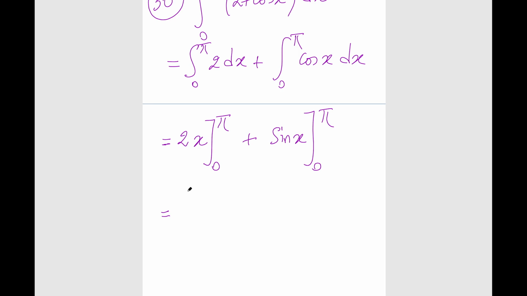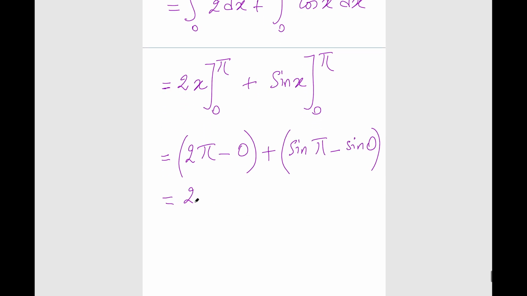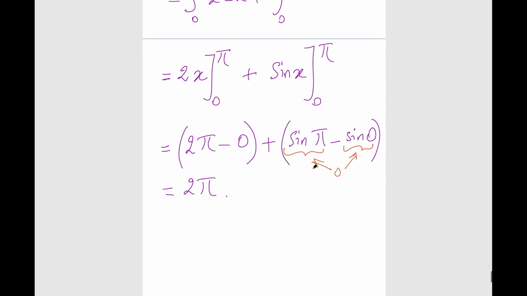Let's evaluate this at the upper bound, which is pi. So this means 2 pi minus, evaluate this at the lower bound, so 2 times 0, so 0, plus evaluate this at the upper bound, sine of pi, minus evaluate this at the lower bound, which is sine of 0. Okay, and this is 2 pi. Why? Because this guy and this guy are both 0, right? Sine of pi and sine of 0 are both 0. So as such, we get 2 pi.